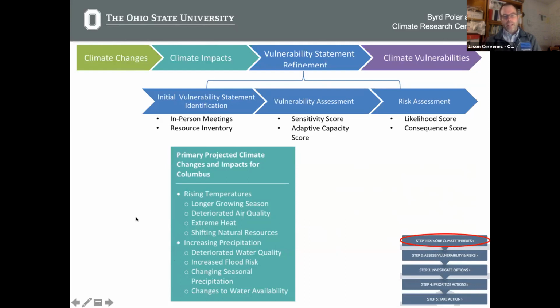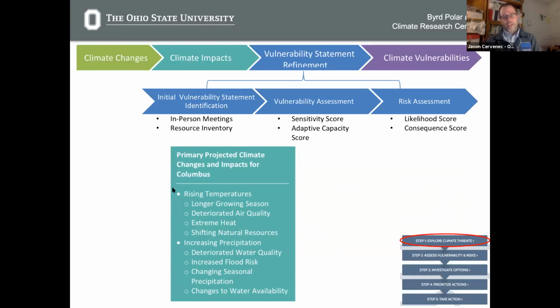GLISA also went ahead and figured out climate impacts. And these are the other bullet points you can see on the list: longer growing season, deteriorating air quality, all the way down to changing seasonal precipitation and changes to water availability. And they started the conversation at that point because this was information that the atmospheric sciences and meteorology community could really bring to bear. I understand in Indiana, Purdue might be able to provide some information because this information largely is going to be uniform for the entire region or the entire state. And so what we did in Columbus is really going to be generalizable to the rest of Ohio.